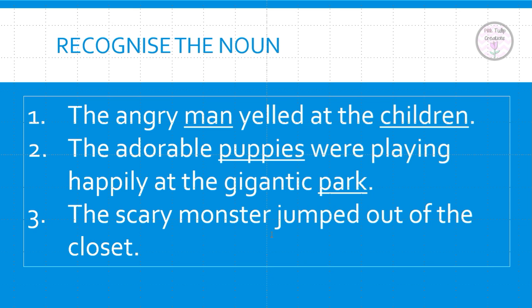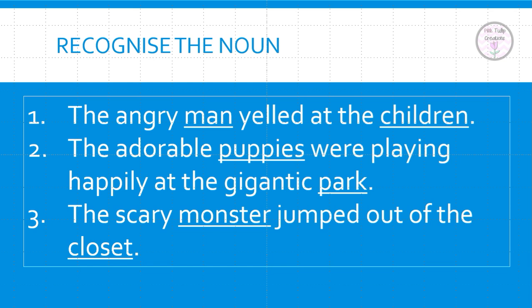The scary monster. Monster is my noun. That's my thing in this sentence. And scary is just a word to describe the monster. He jumped out of the closet. Okay, that's my other thing. That's what he did. That's my noun. So the scary monster jumped out of the closet. So I have monster and closet in this sentence. So there's 3 examples, alright? Hopefully you're getting the hang of being able to tell where the noun is in the sentence.